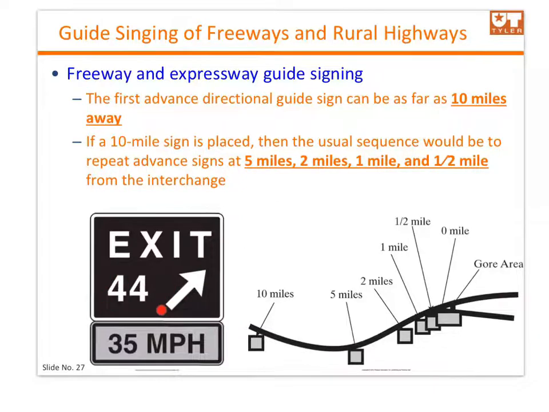You're going to take the right side of that exit and the speed is going to be 35 miles per hour, and you can put it all the way as far as 10 miles away from this intersection. If a 10-mile sign is placed, then the usual sequence afterwards would be to repeat the advanced sign at 5 miles, 2 miles, 1 mile, and half mile from that intersection. So again, you're preparing drivers and making the frequency higher by the time you reach that intersection.